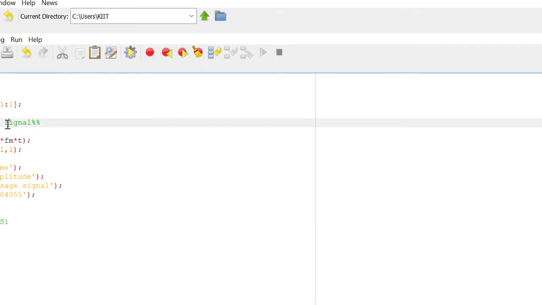And I told you, if you want to be more specific, then you can go for time in brackets seconds, amplitude in brackets volts, all those things. Minute things you can do on your own.